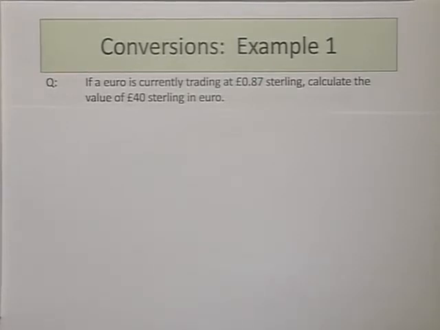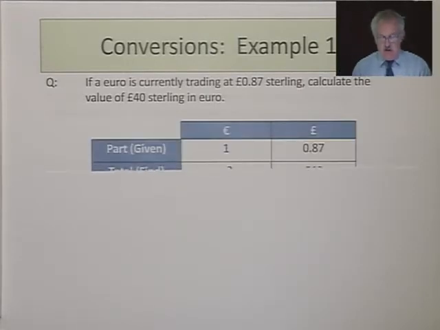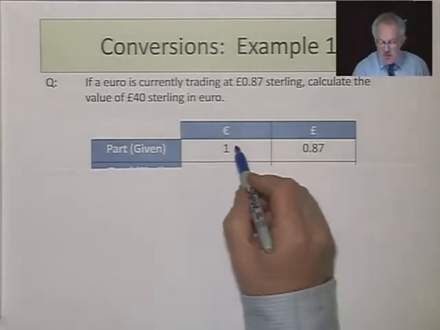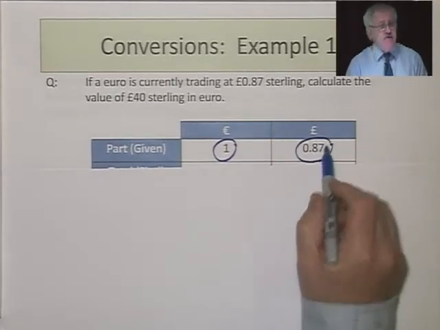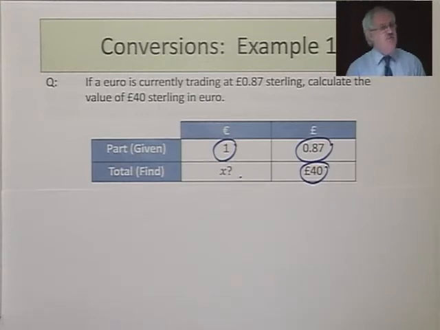Conversions, example 1. €1 is 0.87 sterling. So again, we just write that down in the table. We say 1 is to 0.87 in terms of euro to sterling, as 40 is to what?